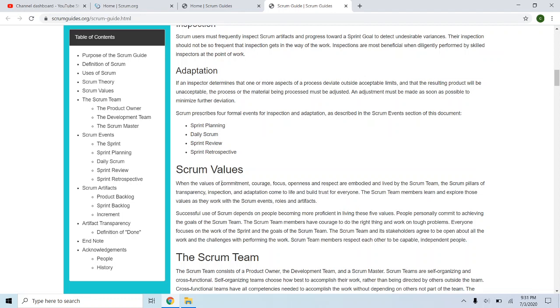Then you have the sprint values, or the Scrum values, which are listed here, very close to the Scrum pillars. This is really the core of Scrum. It's making sure that you're open and honest and committed, courageous, focusing on being open and respectful to others.